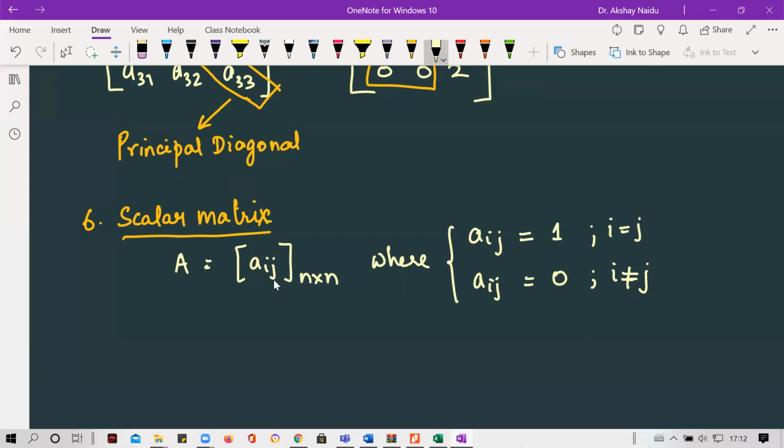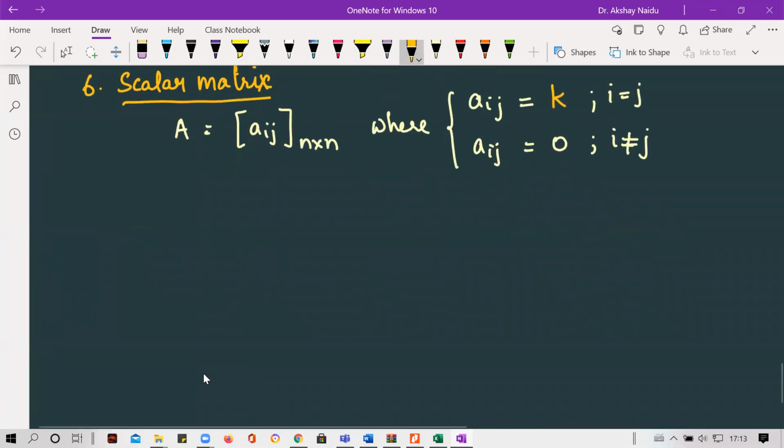There's a scalar matrix. In fact, for a scalar matrix, there's a difference between a unit matrix and a scalar matrix. For a scalar matrix, the diagonal elements will be equal to some constant k. All right. For example, 3, 3, 3, it's a scalar matrix.